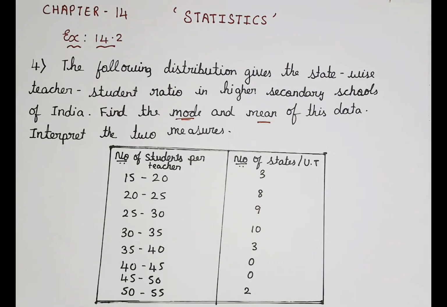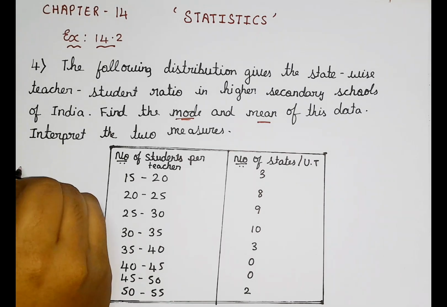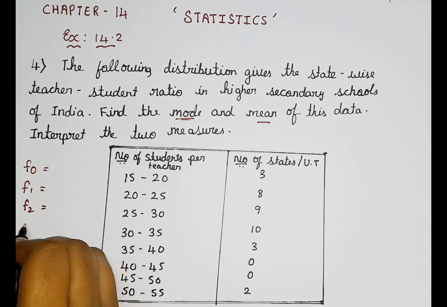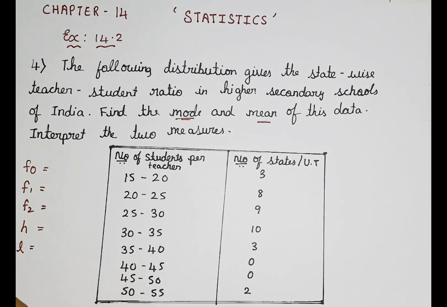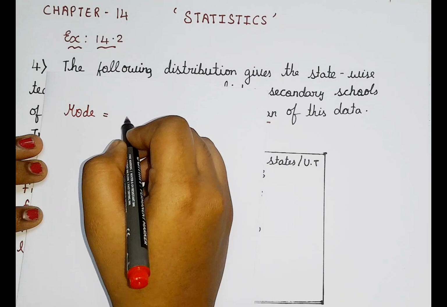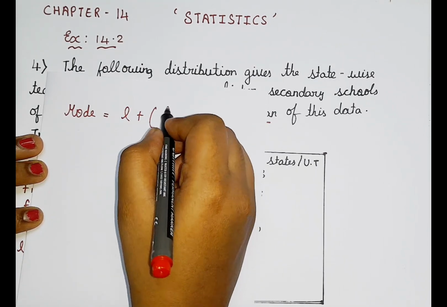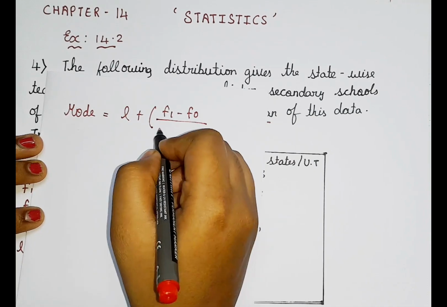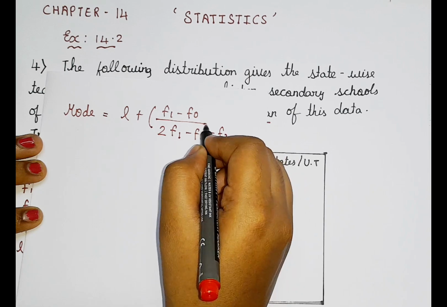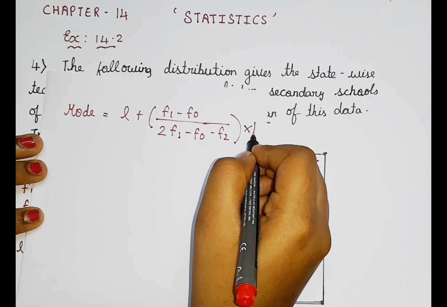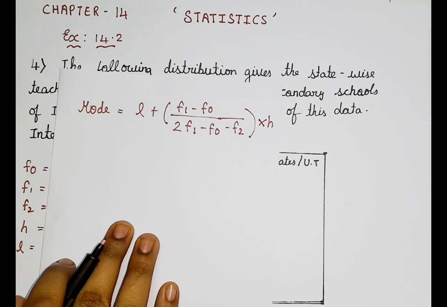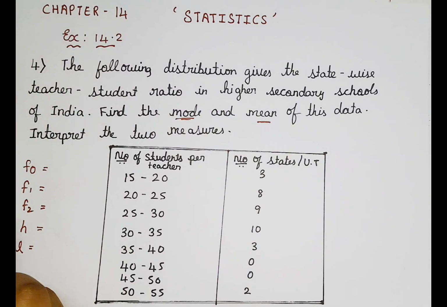For finding the mode, we want the F0 value, F1 value, F2 value, H value and L value. Why? Because the formula for mode is L plus bracket F1 minus F0 divided by 2 F1 minus F0 minus F2, bracket into H. This is the formula for mode, isn't it? To apply this formula, we want certain values. First of all, we are going to find the F1 value.